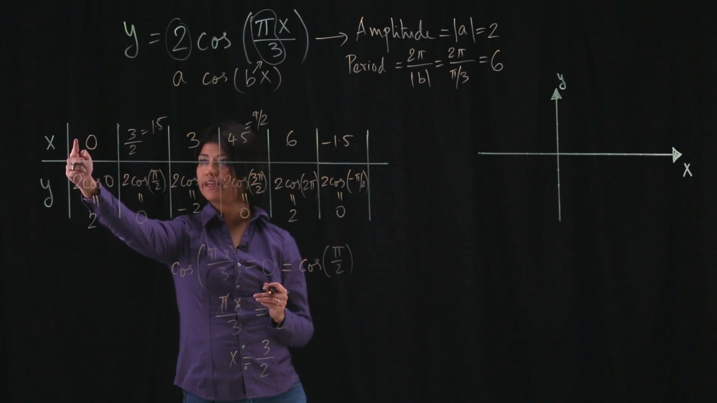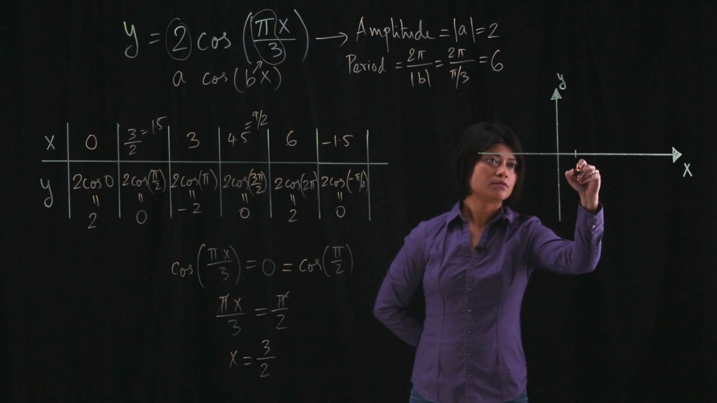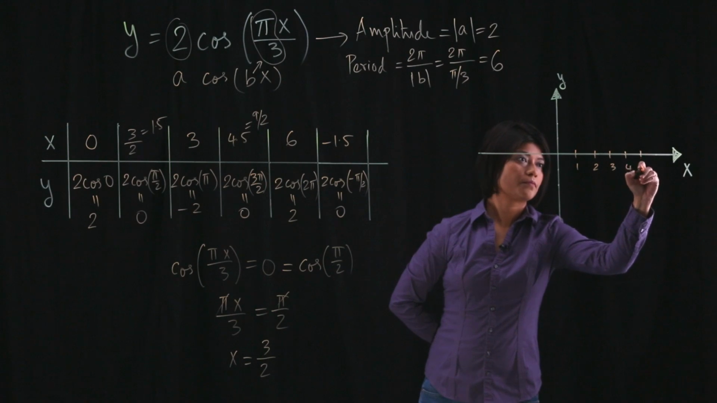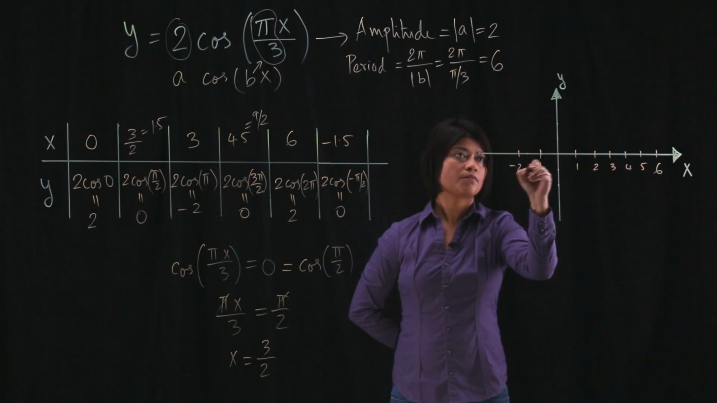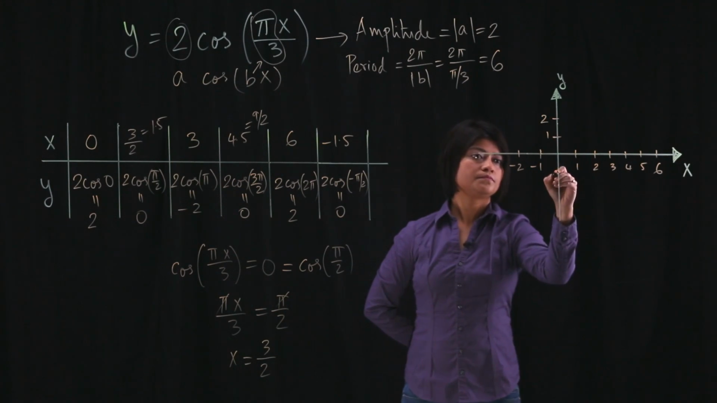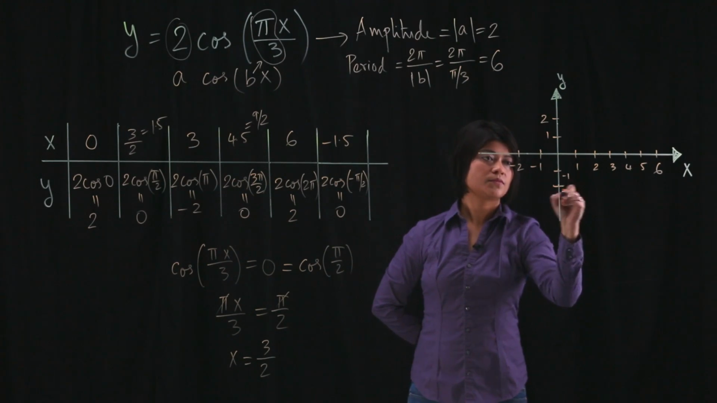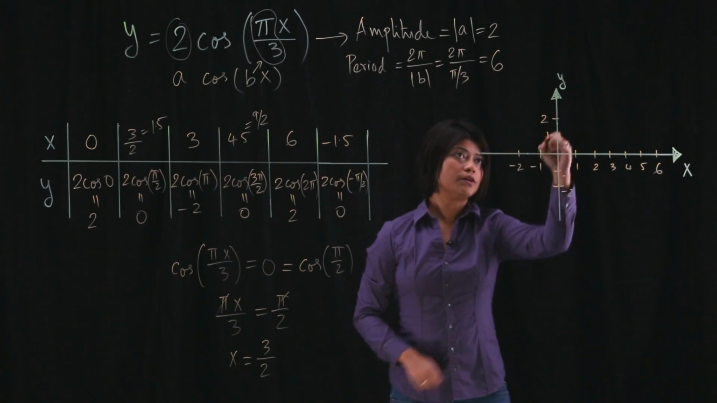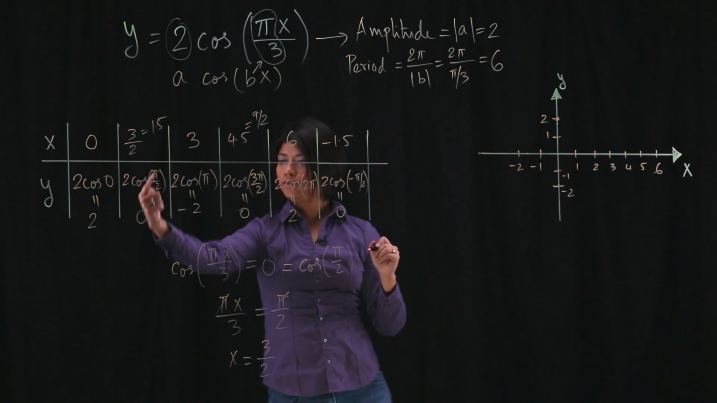Okay, let's start with the first one. X equals 0, y equals 2. So let me mark the x-axis and the y-axis quickly. All right. So one more time, 0, 2. So at 0, the point is 2. Then we go to 1.5.